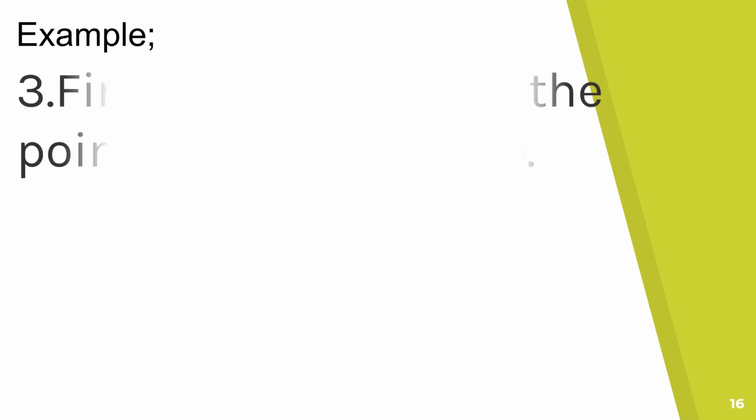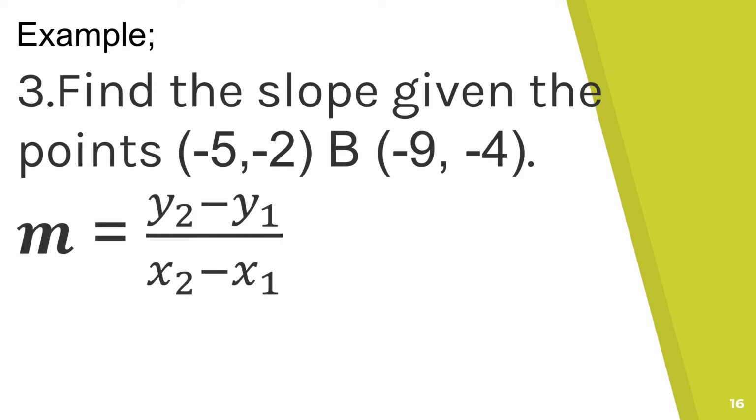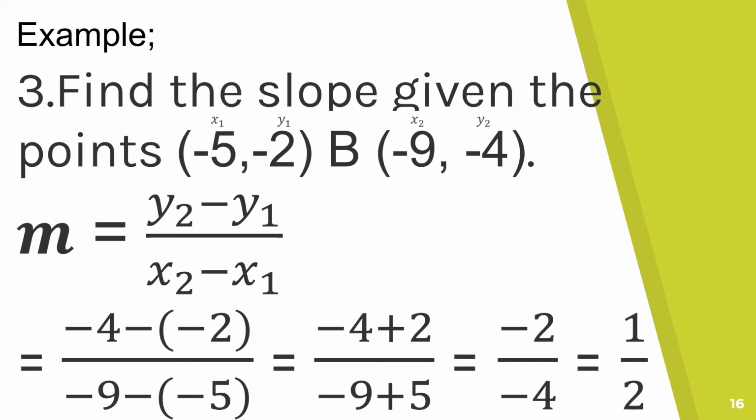Another example. Find the slope given the points negative 5, negative 2, and negative 9, negative 4. Given the formula y sub 2 minus y sub 1 over x sub 2 minus x sub 1, so we have negative 4 minus negative 2, negative 9 minus negative 5. So pag dalawang minus magkasunod, it becomes plus, di ba? Negative times negative, positive. So negative 4 plus 2 na ngayon. Kasi dalawang negative, magiging positive man. Negative 9 plus 5.